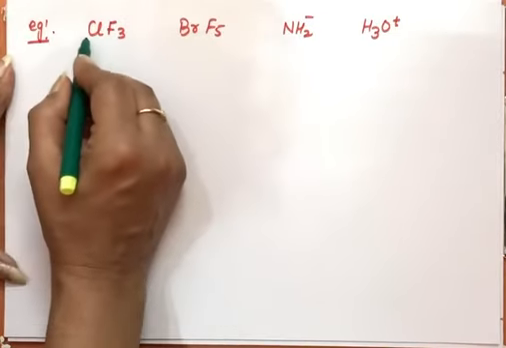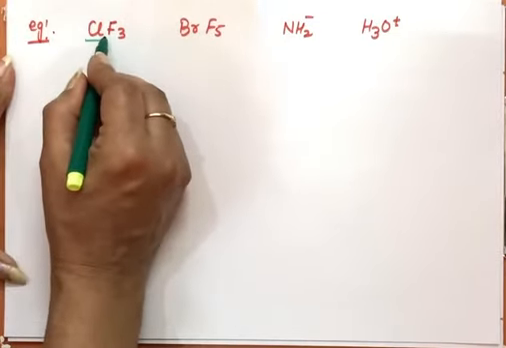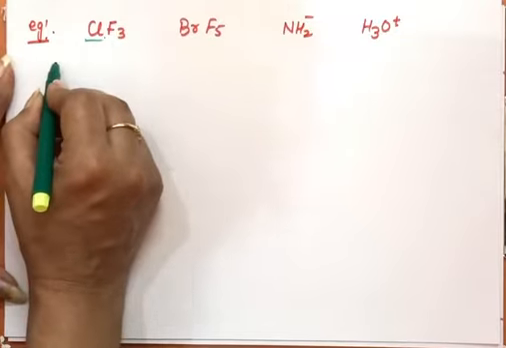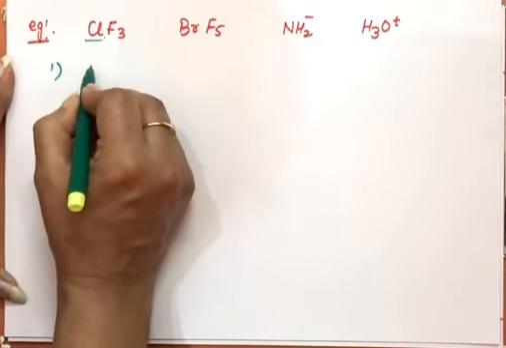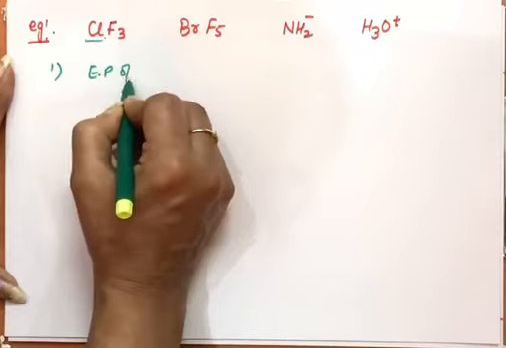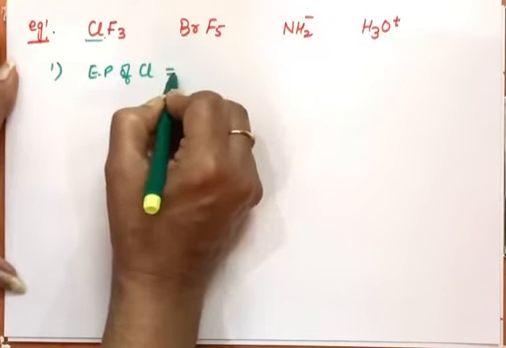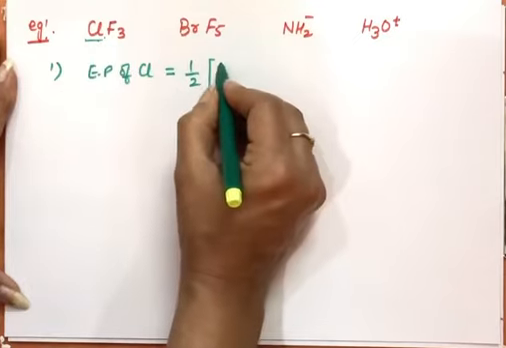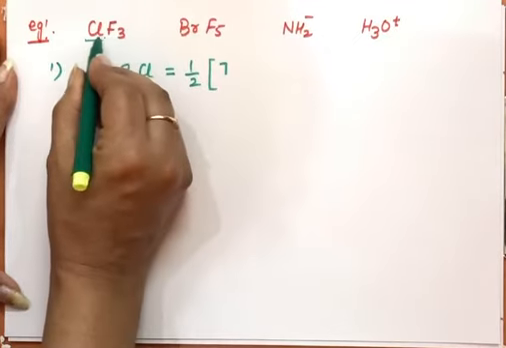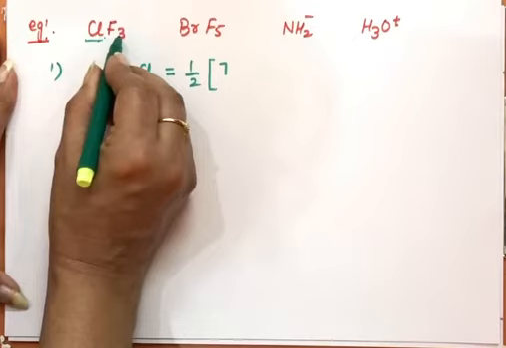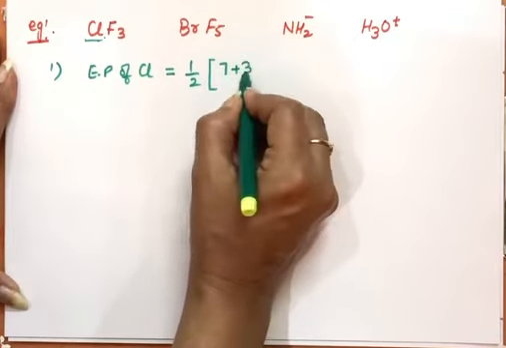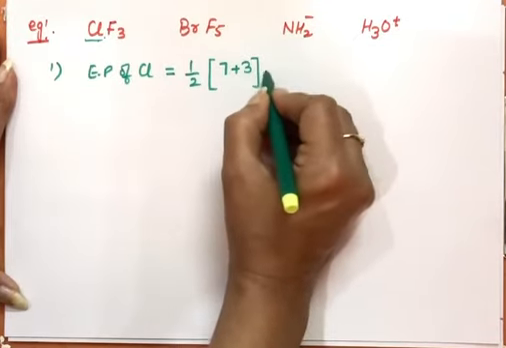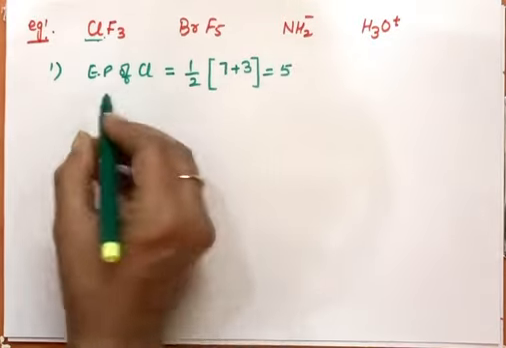That is, Cl has how many electrons in its last shell? There are 7 valence electrons. So to find out the first step, electron pairs of the central atom Cl equal half of the valence electrons of the central atom. Cl has 7. Fluorine combines with the Cl by a single bond. So how many fluorine are there? 3. So 7 plus 3 is 10. 10 divided by 2 is 5. 5 electron pairs are there.